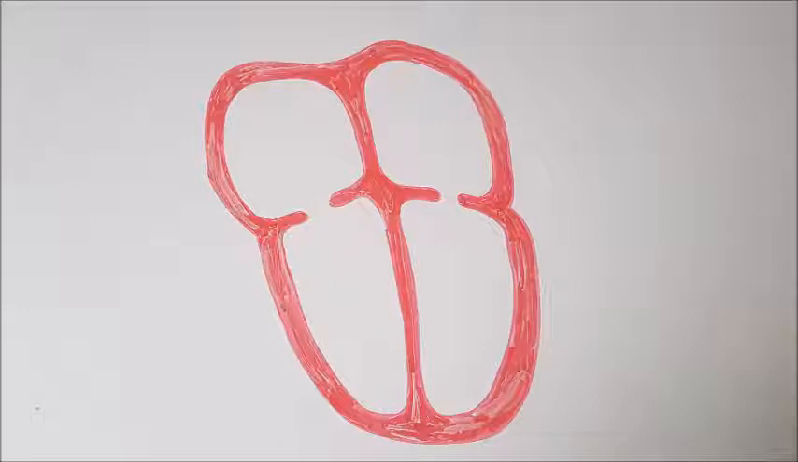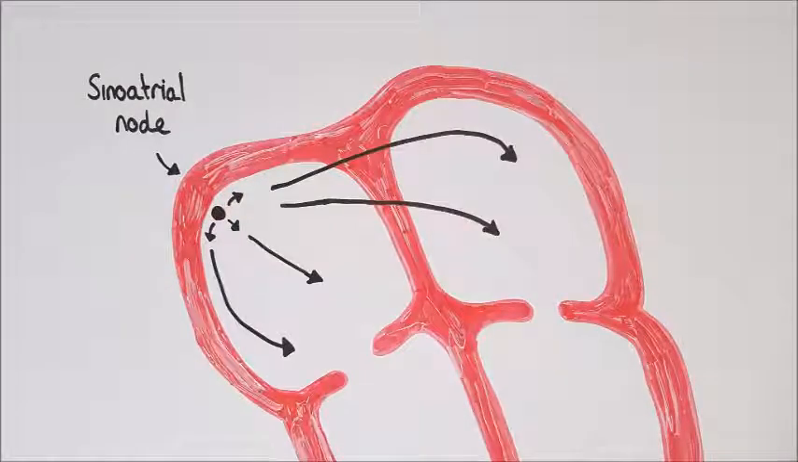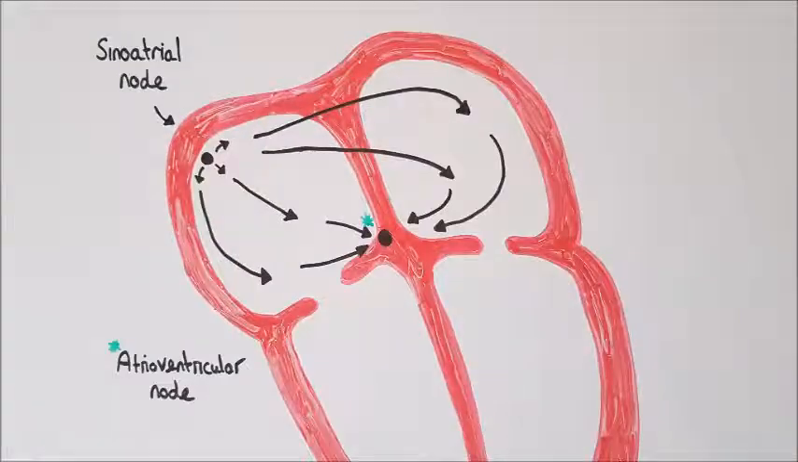So here is a summary of the electrical conduction through the heart. The impulse starts at the sinoatrial node in the right atrium. It travels across the atria, causing atrial depolarization and contraction. This forces blood from the atria into the ventricles. The impulse then reaches the atrioventricular node, which is between the atria and the ventricles, where it is then slowed down for a short period.